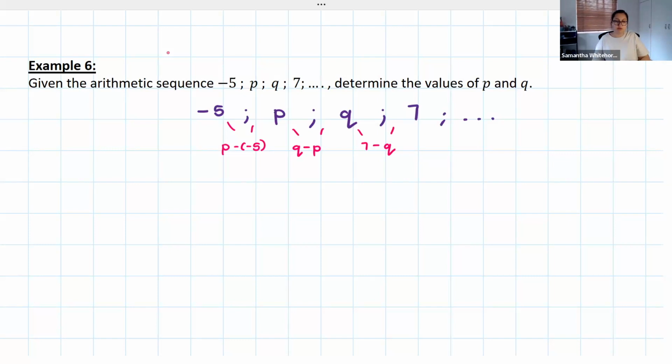Now, because we have 3 first differences here, and because we have a P and a Q that we need to solve, we are going to have to do this essentially simultaneously. There's no other way for me to work out 2 unknowns in this case without using simultaneous equations.